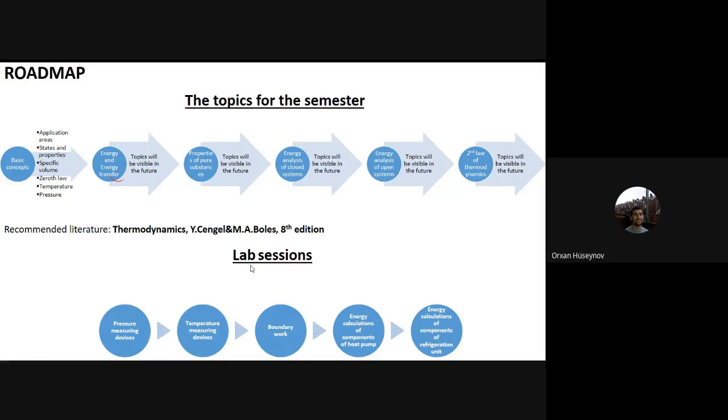And then the lab sessions. We will have the pressure measuring device for the first lab session, and then temperature measuring devices for the next lab session, and the boundary work. Then we will have the energy calculations of components of heat pumps, and the refrigeration unit. We have a refrigeration unit, and this will be the lab session for the next one. And the lab rooms are named the same as the subject. For example, the fluid mechanics lab room has devices for fluid mechanics.